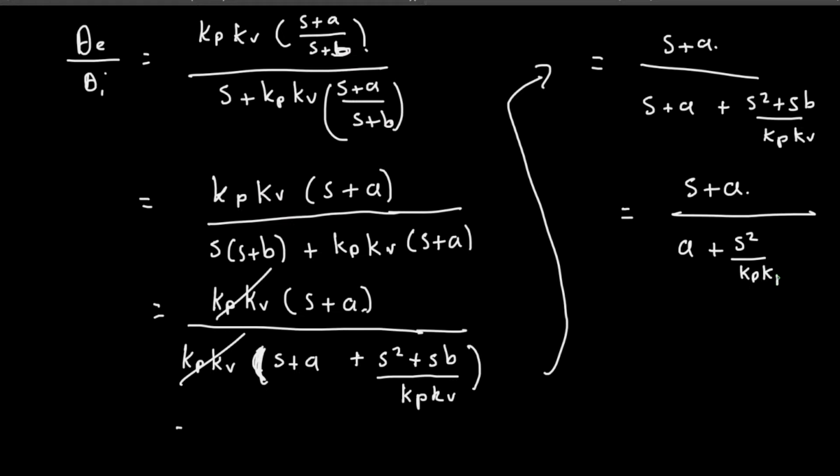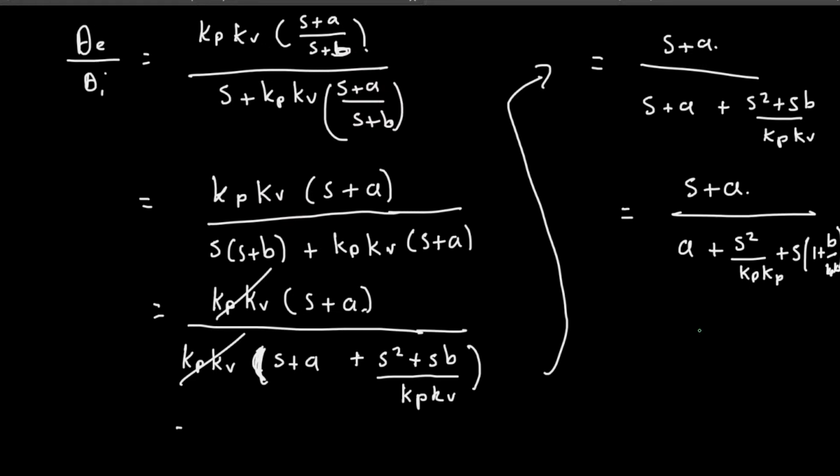Then we will end up with sb over kpkv left, and also we have an s. So what we can do is take the s common for both of them, so that's going to be 1 plus, and then if we take s common for this one as well, this is going to be b over kpkv.